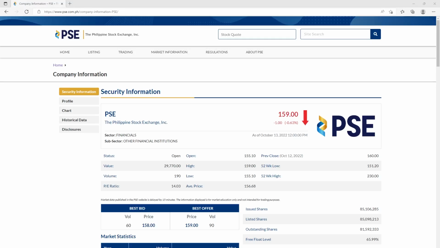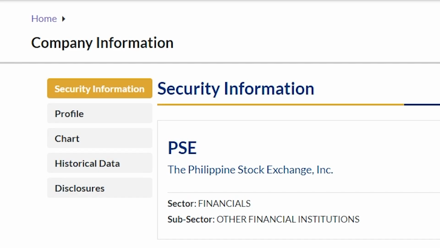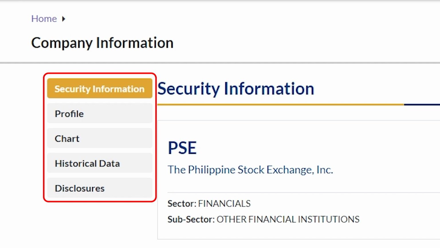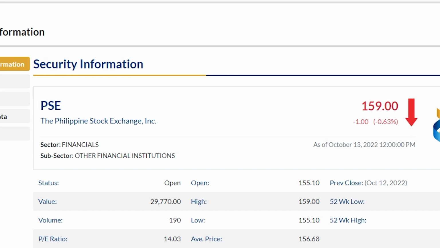Key information needed for your paper can be found in the company information page. I would like to highlight some of the pertinent information that you will see here. On the right of the stock symbol is the security's last traded price. The last traded price is the price at which the most recent trade occurred. Below the company name is the sector and subsector where the listed company is classified. Through the sector and subsector, you would know what type of business the company is into.